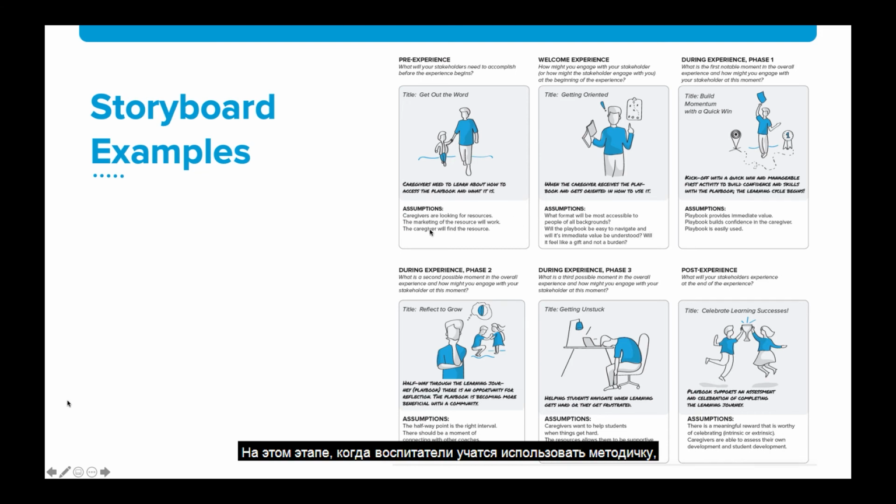At this stage, where caregivers are learning about how to access the playbook and what it is, our assumption is that caregivers are looking for the resources, the marketing of the resource will work, and the caregiver will find the resource. Well, these assumptions might not be correct. Maybe these represent opportunities for us to build some experiments. And we would do that in the same way for all the other phases or stages of our storyboard.